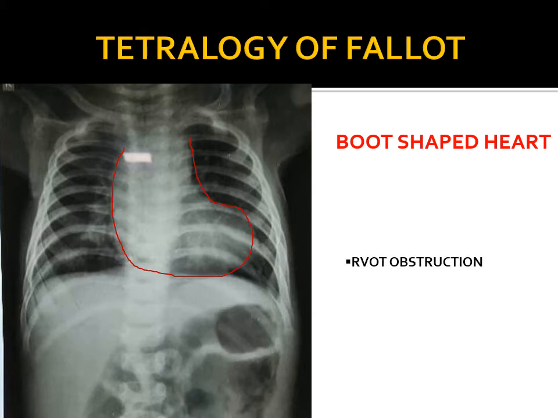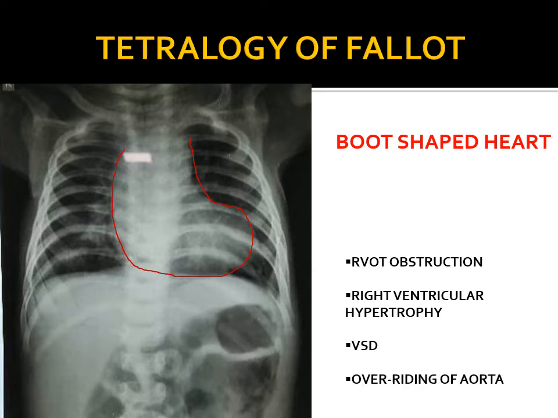The four components of tetralogy of Fallot are right ventricular outflow tract obstruction, due to which there is right ventricular hypertrophy, ventricular septal defect, and overriding of the aorta. Due to right ventricular hypertrophy, there is upturned apex of the heart, and there is also concavity of the pulmonary trunk and the aorta. These features result in the typical boot-shaped appearance of the heart.